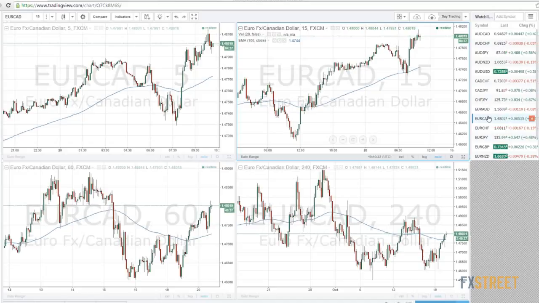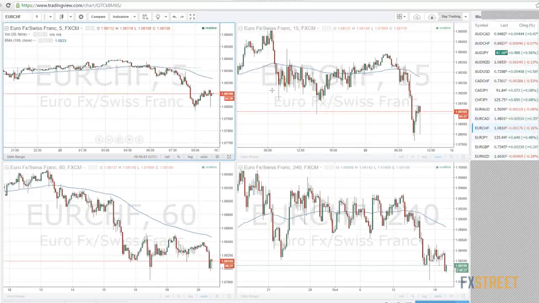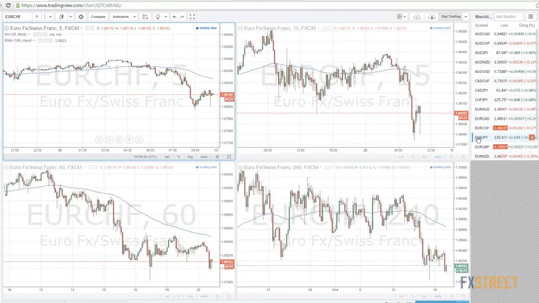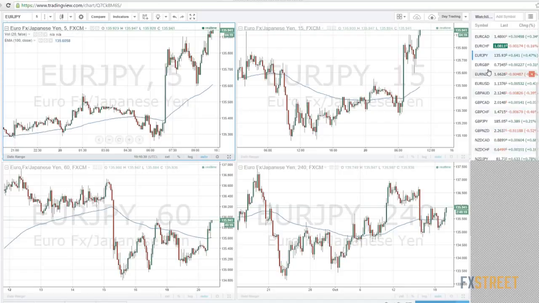Okay. Euro franc, I would expect this to be strengthening, which it is as well. So it's kind of confirming our view here. So at the end of going through all of these pairs, we should be able to come up with some sort of a trade idea.